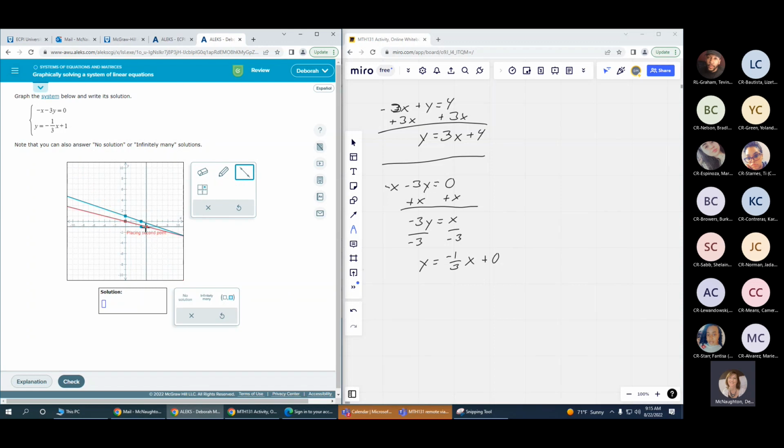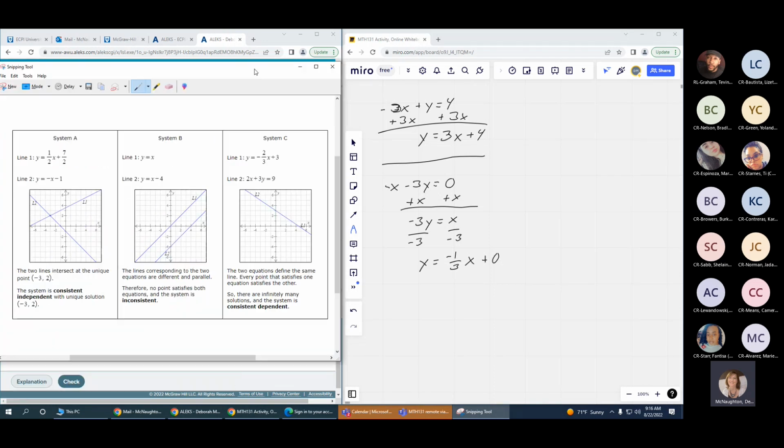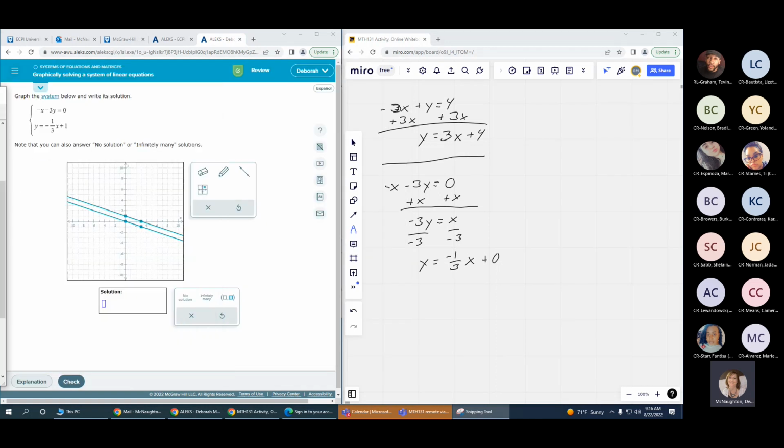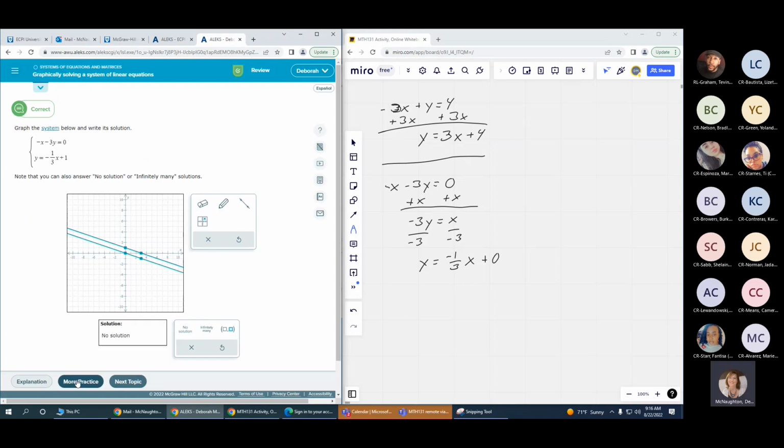And by the way, when the slopes are the same, the slope of this equation is -1/3, and the slope of this first equation is negative 1/3. Whenever that happens, we're going to get two parallel lines. And remember, whenever we have two parallel lines, that means that they never cross. So we get no solution. There's no point that satisfies both. And if they ended up on top of each other, we have infinitely many solutions. So in this case, we have no solution. So you're just going to click this no solution, and that puts it in there. So that's how you do those.